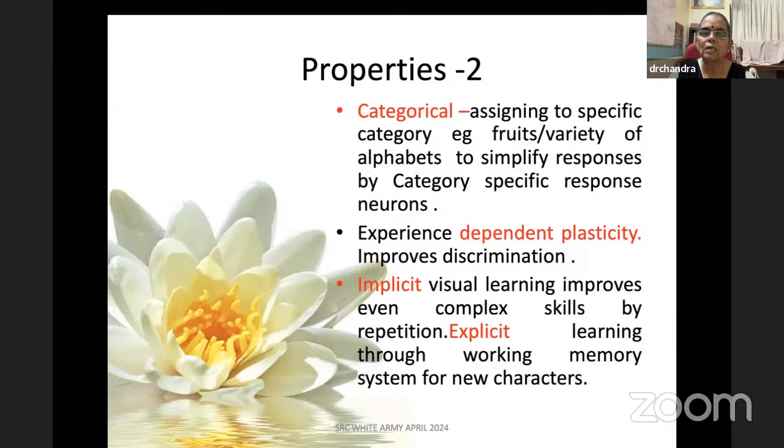So you have got a constancy by picking up the unique features. Category specific neurons assign it to the particular category, and experience dependent plasticity puts one character like the taste of it or the emotion of it or the limbic situation in which that object was seen, and by implicit or repeated learning it becomes permanent, and explicit is for new visual learning.